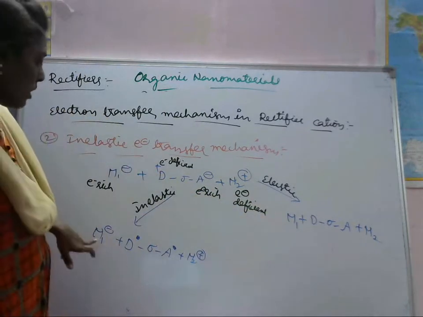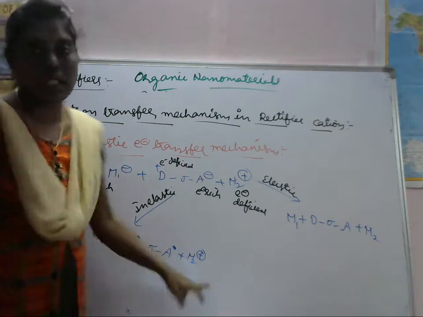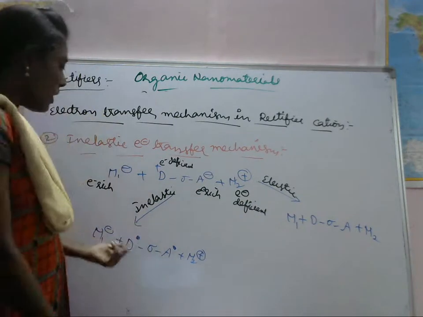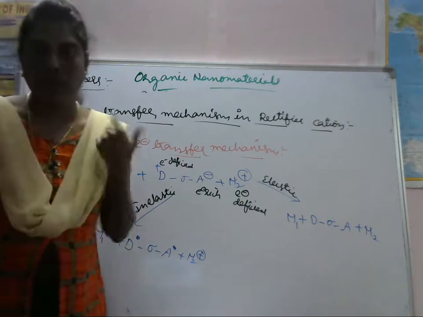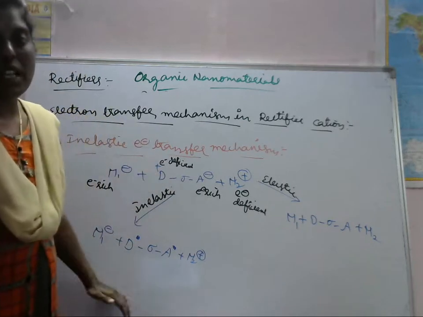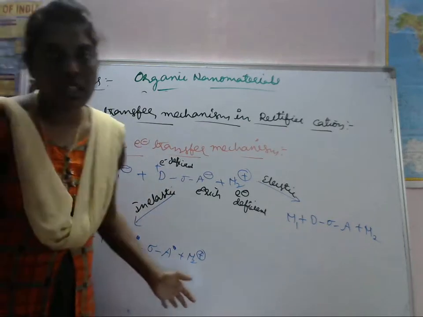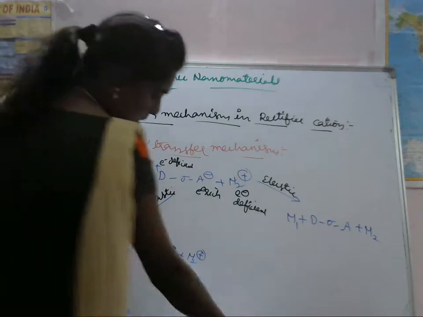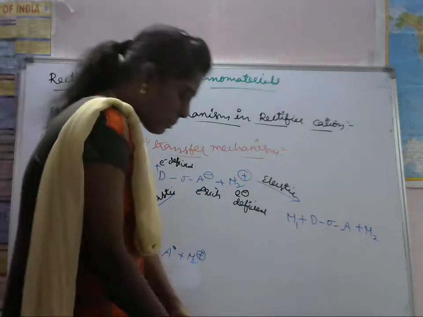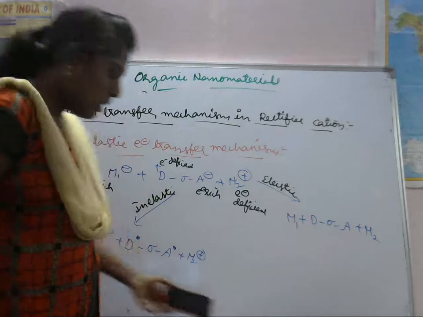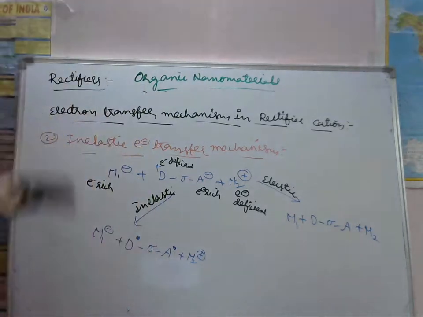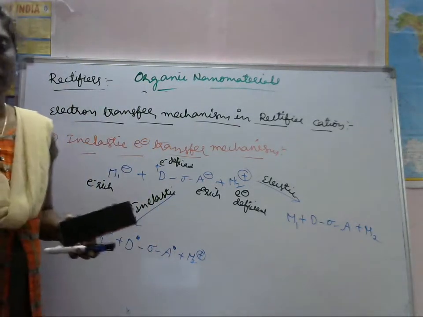Here it is having a negative charge, and here it is having a positive charge, and this donor and acceptor is having one electron. So this is called an inelastic transfer mechanism. So this is the second one, and let's see the third one.